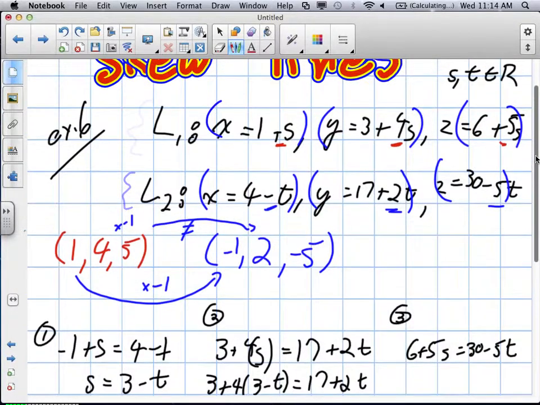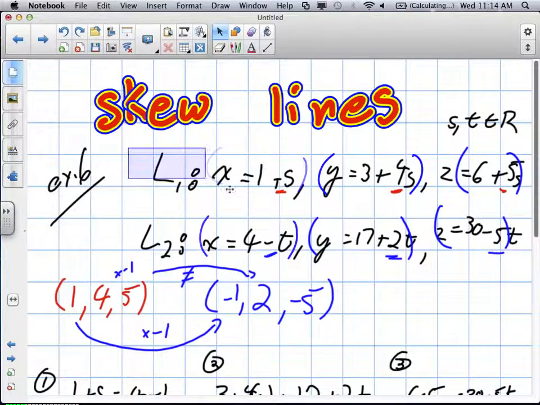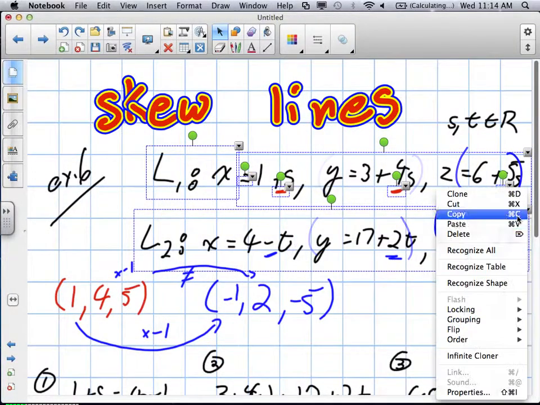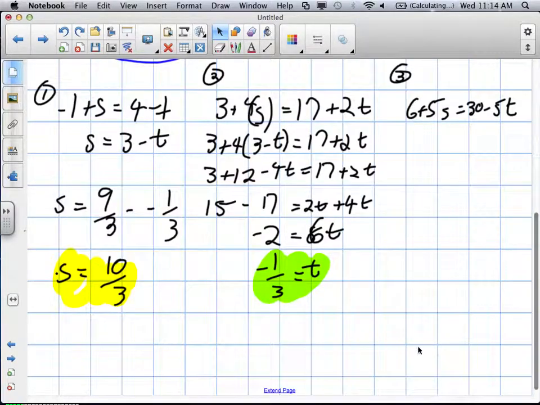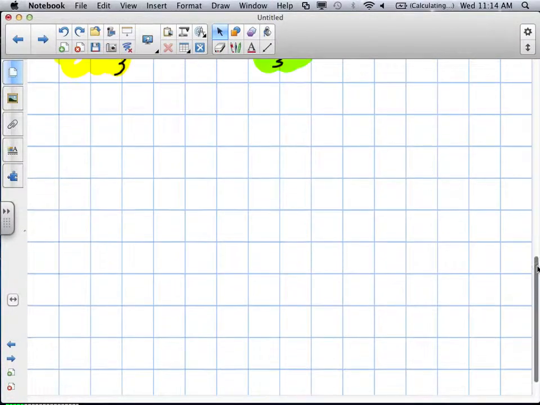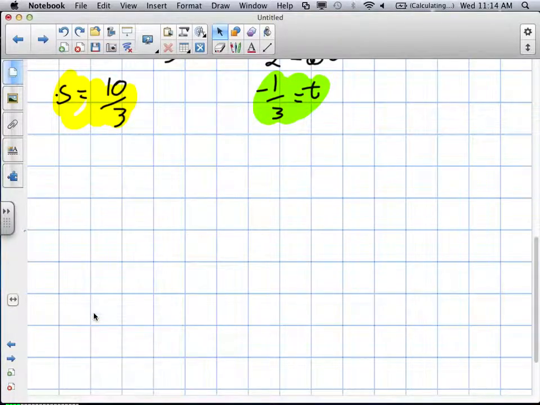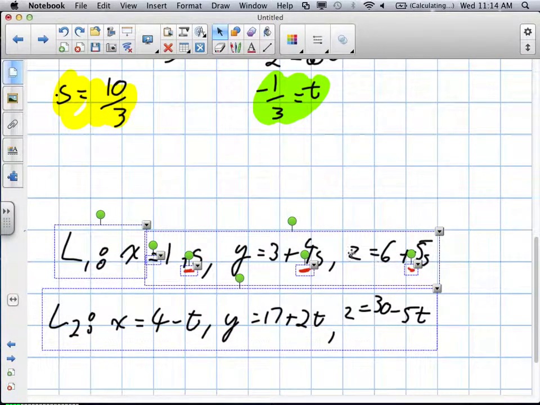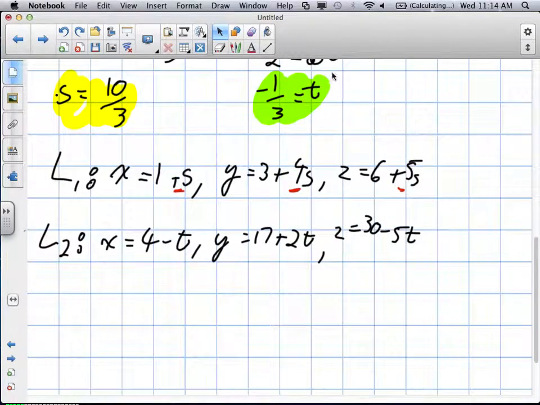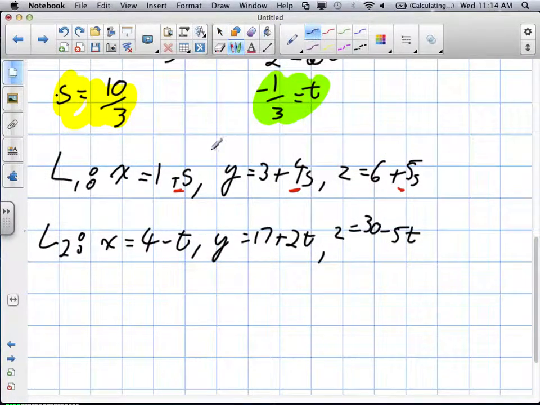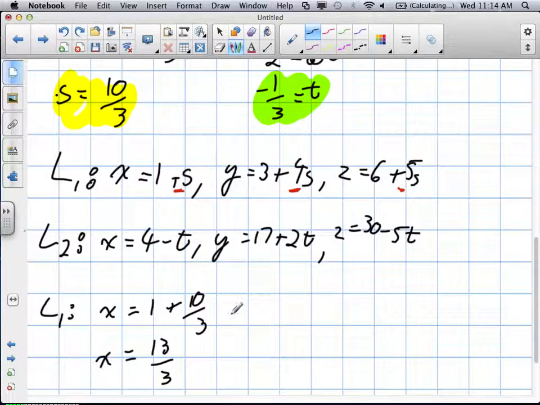Okay? So just like before, I'm going to copy and paste. It's easier for me. There we go. So here's our parametric form. We're going to plug those values in. So for line 1, x is equal to 1 plus 10 over 3, which is going to give us 13 over 3, as a fraction for x.